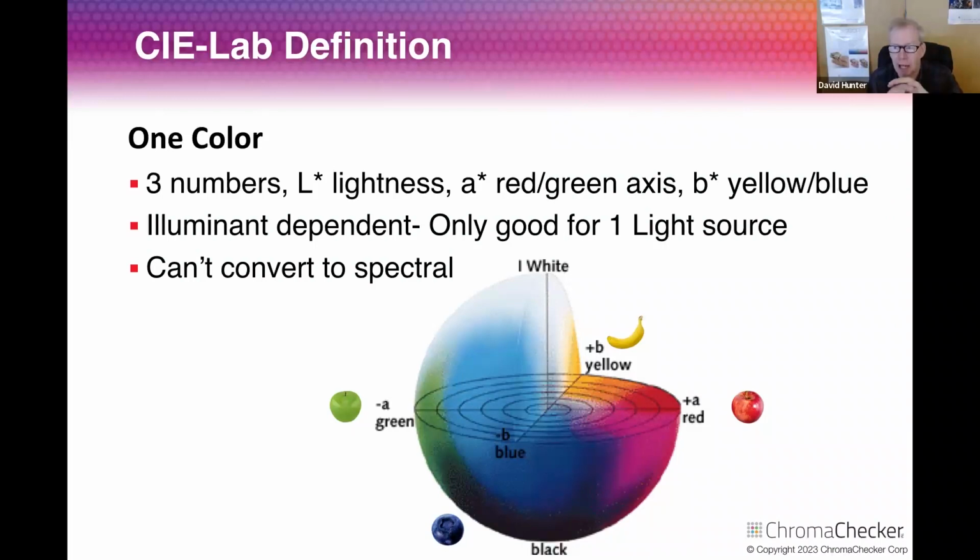If you want color that is illuminant independent or light source independent, you'll want to use spectral data to do this. And more and more spectral data is the way of the future.